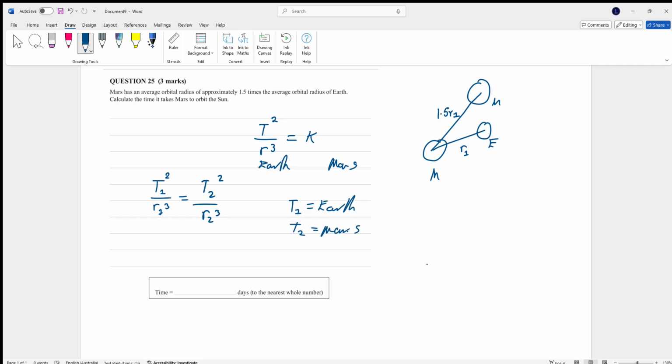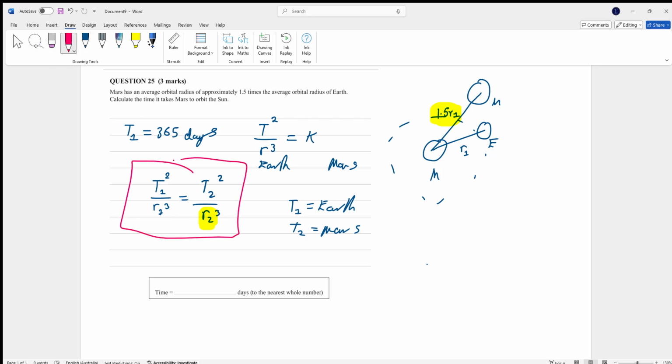Now, a thing they won't tell you in this question, but everyone should know, is the time it takes the Earth to orbit the Sun. The time it takes to do one of those is 365 days. So we already know that. T1 is 365 days. Now, we actually already know what R2 is. R2 we said is 1.5 R1. If we put all this information into this equation, we're not going to have much to solve for, and you'll see why very shortly.